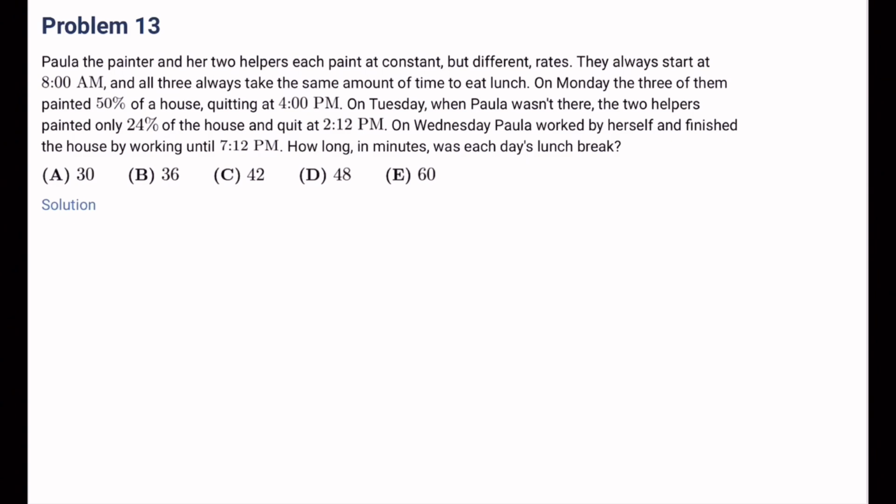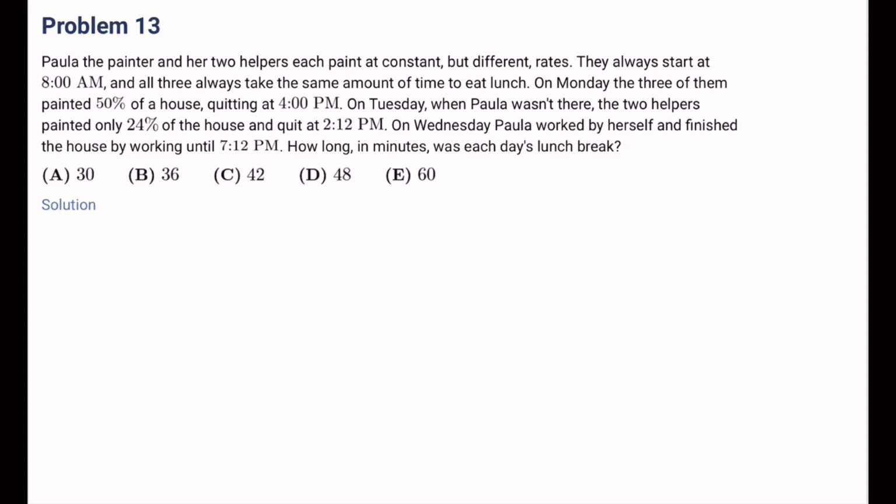They always start at 8 a.m. and all 3 always take the same amount of time to eat lunch. On Monday, the 3 of them painted 50% of a house, quitting at 4 p.m. On Tuesday, when Paula wasn't there, the 2 helpers painted only 24% of the house and quit at 2:12 p.m. On Wednesday, Paula worked by herself and finished the house by working until 7:12 p.m. How long in minutes was each day's lunch break?